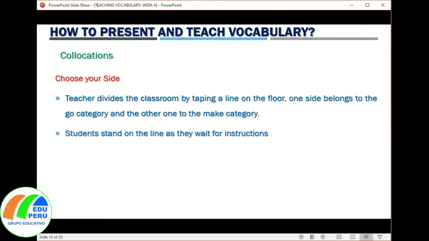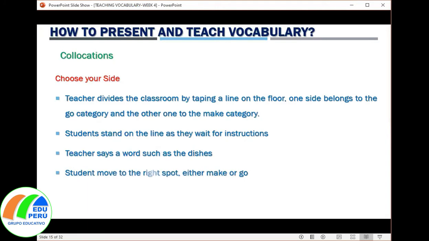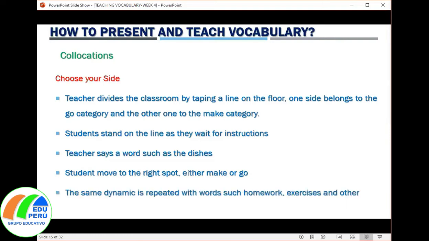Students stand on the line as they wait for instructions. So you make your students stand on the line in order to listen carefully to the instructions, what the teacher says. Teacher says a word such as the dishes. So they have to move to the go side or to the make side. So the student moves to the right spot, either make or go. The same dynamic is repeated with words such as homework, exercises, and others.